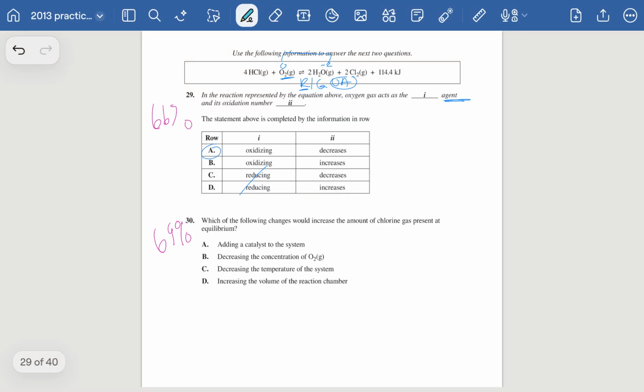Number 30, which of the following would increase the amount of chlorine present? So now we're getting into equilibrium. Catalysts won't do anything except speed up the rate of reaching equilibrium. If you decrease O2 on this side, you would shift left to replace it. So not that. Decreasing the temperature is on the product side. So if you decrease it, you would shift right to replace it, and that would produce more chlorine. So that one is going to be B.